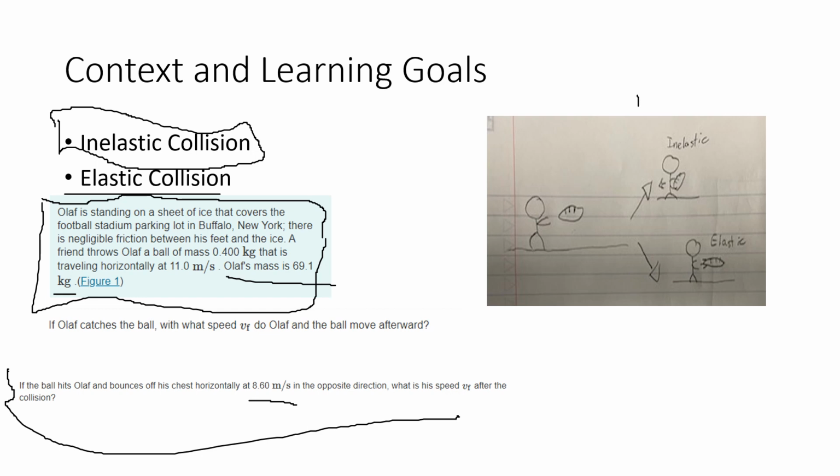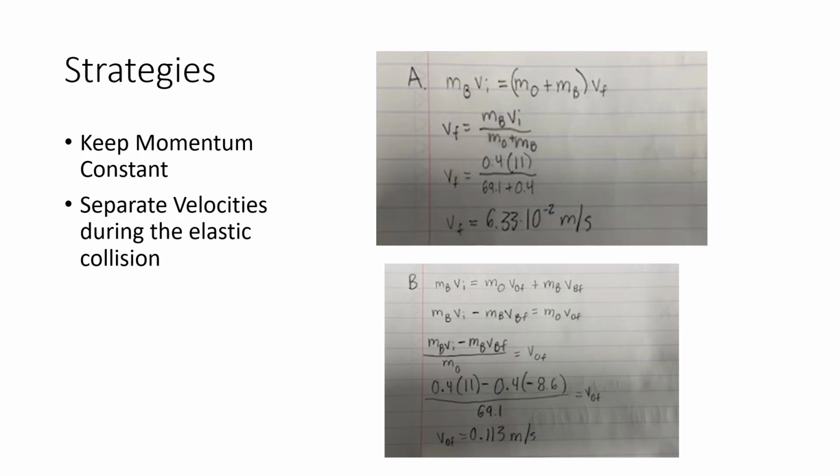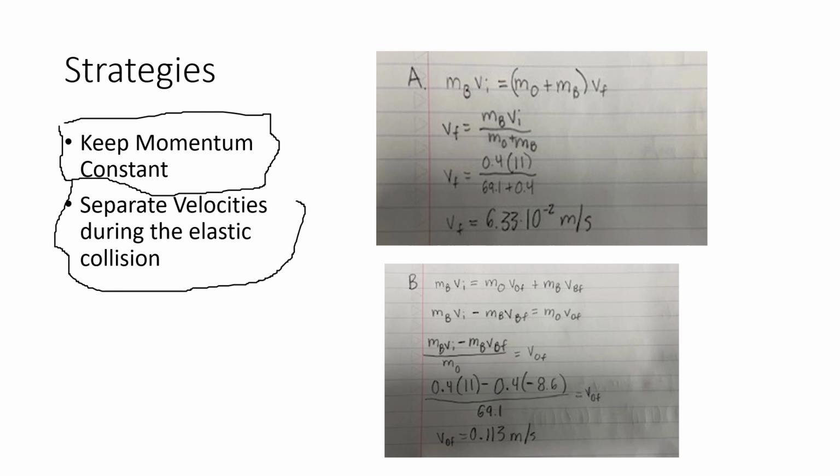Here is a picture that I drew of it, where Olaf either catches the ball and it's an inelastic collision, or Olaf doesn't catch it and it bounces off him, making it an elastic collision. As you'll see, this changes how the problem is solved. The strategies are to keep the momentum constant, because of the law of conservation of momentum, and to separate velocities during the elastic collision. In an inelastic collision, the two objects become one mass, and there's only one final velocity. However, this is not the case in an elastic collision.